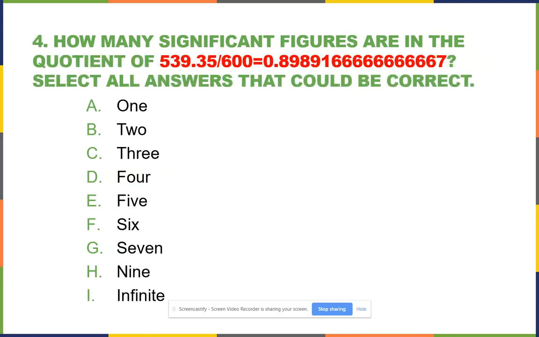Okay, one more significant digit question. How many significant figures are in the quotient, and once again, I did the math for you, of 539.65 divided by 600? Answer all that could be correct. So this one is a multiple answer one. And just in case you're wondering, yes, this is stuff that's on the test. I mean, not these exact questions, but these concepts. We have one answer.